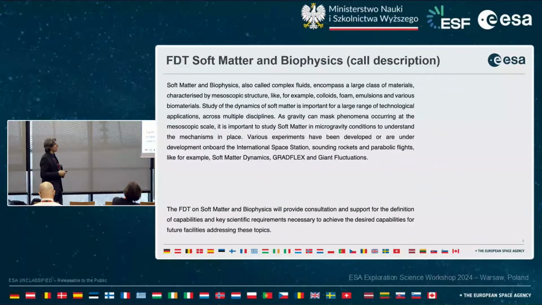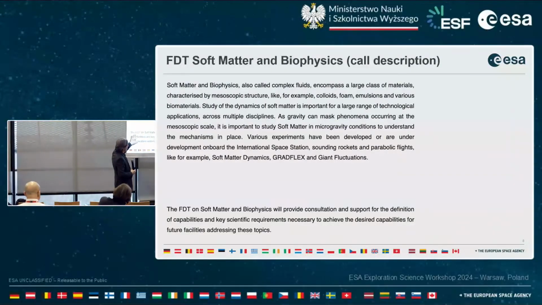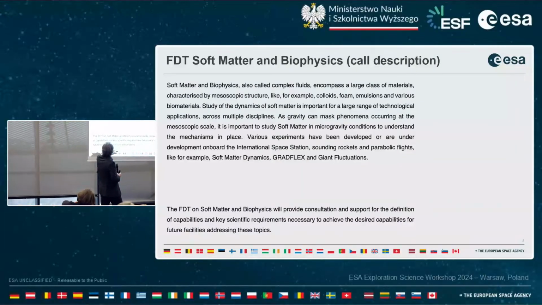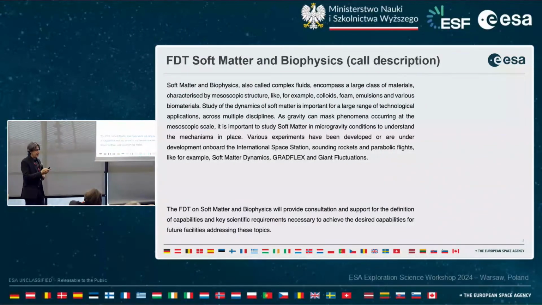So I will show you what we have been doing so far in the specific case of soft matter and biophysics. If you open the call, you will find a document like this, where it explains what soft matter is. I don't need to do it. But the last 3 lines are particularly interesting. This was the specific task for this facility definition team: will provide consultation and support for the definition of capabilities and key scientific requirements necessary to achieve the desired capabilities for future facilities addressing these topics.